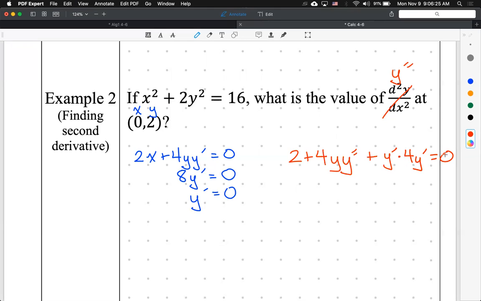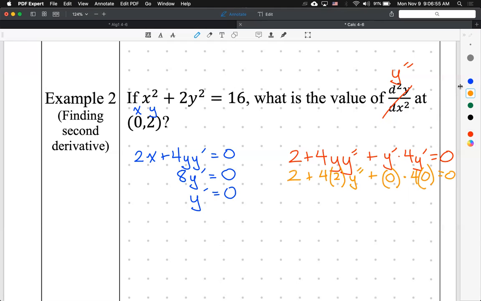Okay, so we actually know y prime, we know x, we know y. So we don't have any x's in here, so we don't have to substitute 0 for x, but we know all the y's are 2, all the y primes are 0. So let's go ahead and plug that in immediately. We have now 2 plus 4, the y is 2, so 4 times 2, y double prime, plus y prime, which is 0, times 4 times 0, that's equal to 0.